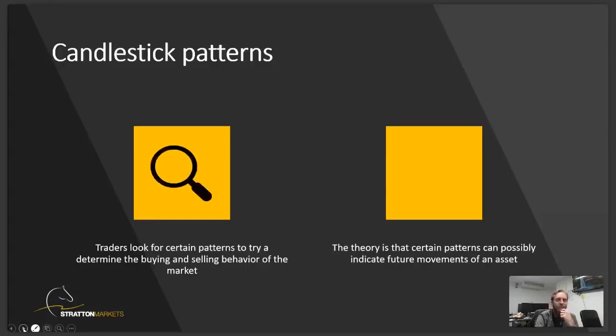Because traders look for certain patterns to try and determine the buying and selling behavior of the market. The theory is that certain patterns can possibly indicate future movements of that asset. This is what it's all about. We read these patterns to try and determine where an asset may go.